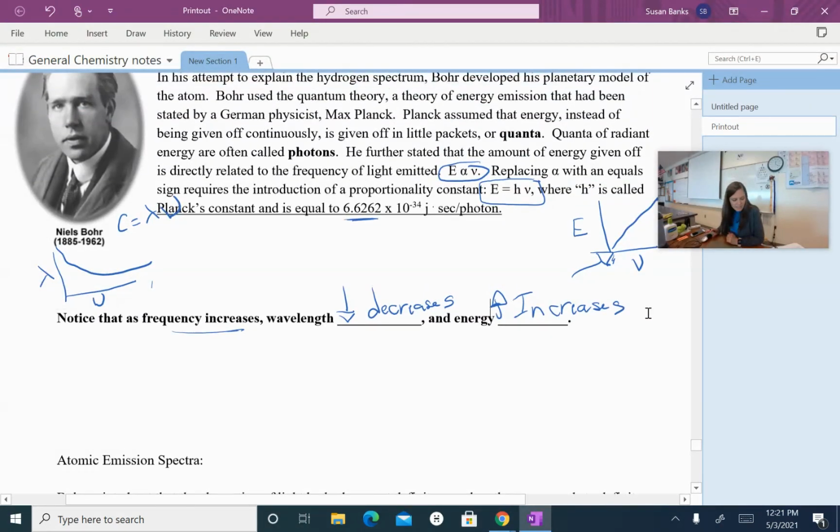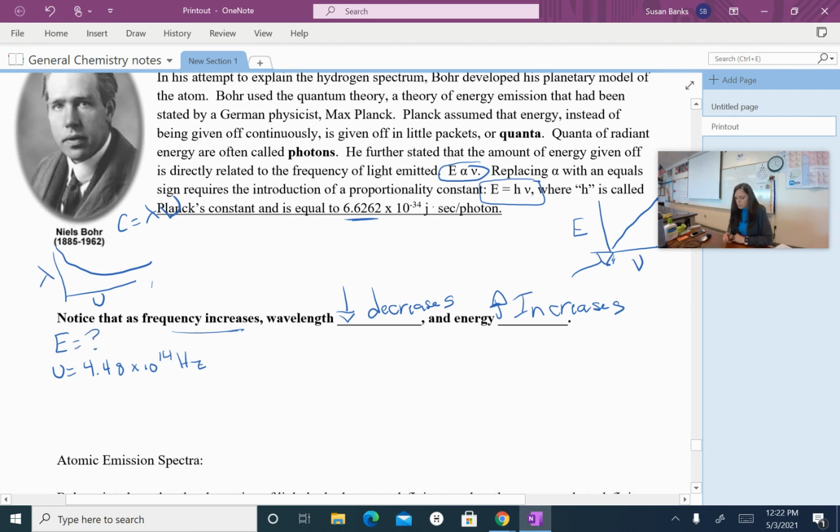Okay, first example, I have, let's see, I have energy. I want to know what the energy of a frequency of red light is. The red light has a frequency of 4.48 times 10 to the 14th hertz. And I want to know what that energy is.